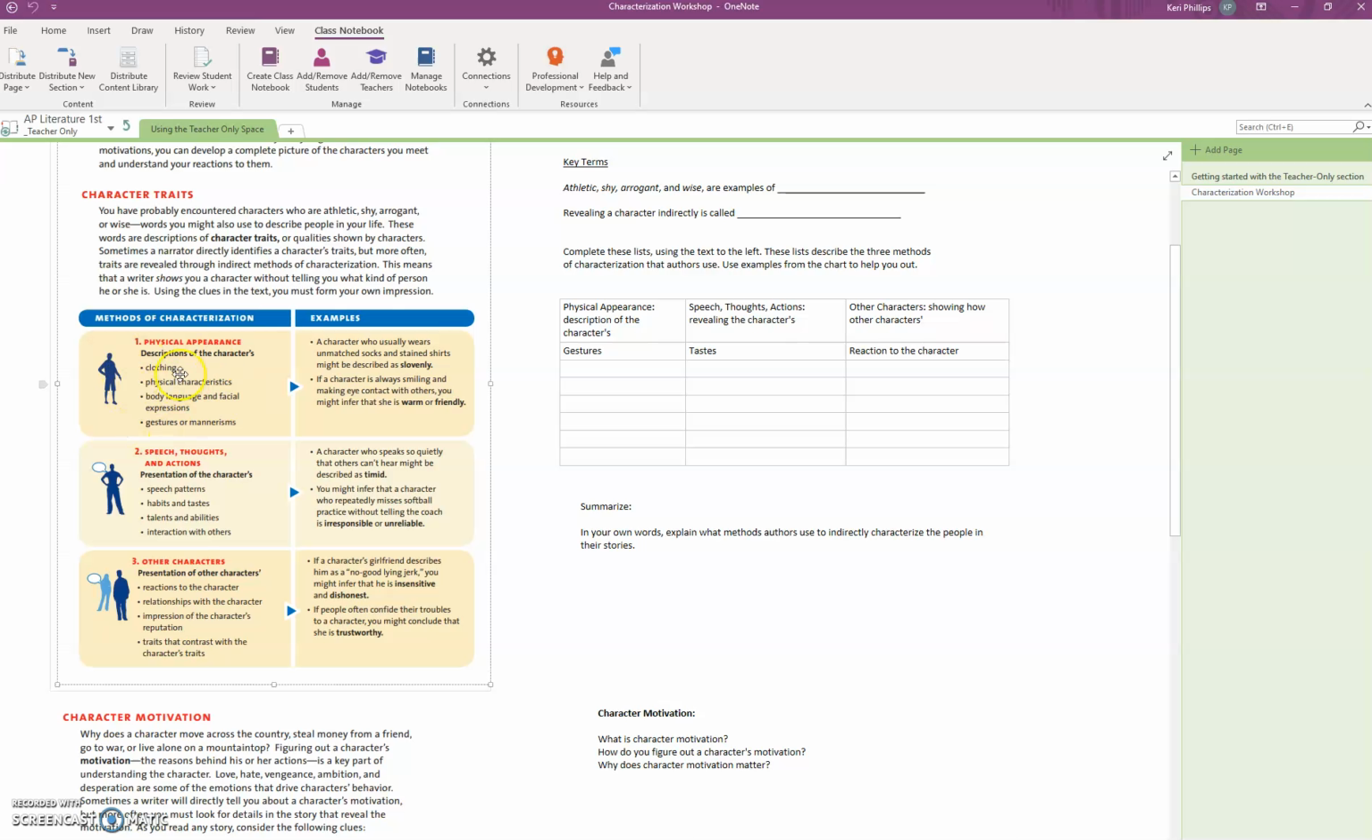And so all three of these methods, these components, are all ways that authors do characterization. These are ways that authors shape the character and give us a whole picture. And so that's what we're trying to do in your notes for your book portfolio. There should be a huge section on the main characters, and you should include physical appearance, speech, thoughts, and actions, their relationships with other people. And that's going to take you into a deeper dive of that character than you've done before.